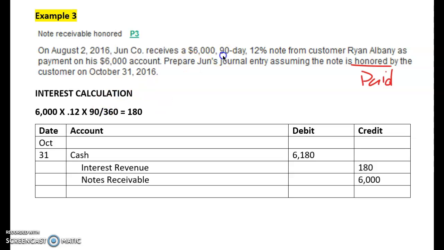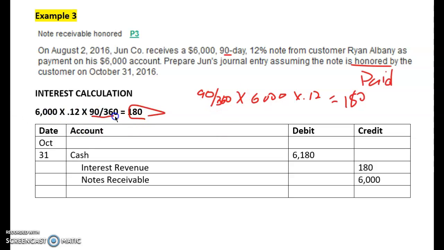How do we do the math? It's a 90-day note, right? I don't know if I told you this in any of my prior videos, but I addressed the 360 issue. I do that one first in my calculator, because it's going to be a crazy looking number. Then I multiply it by 6,000, and then by 0.12. Or if your calculator has it, you can do 12 and hit the percent key. That gives you $180. Same as before, just in a different order.